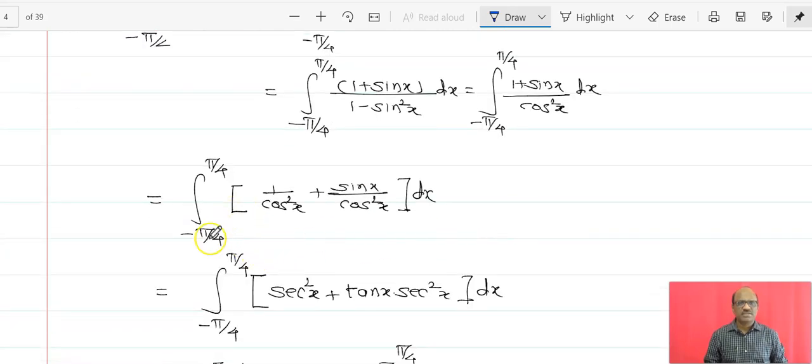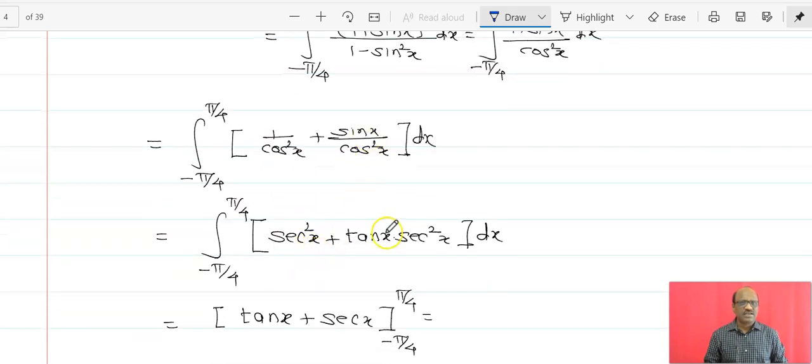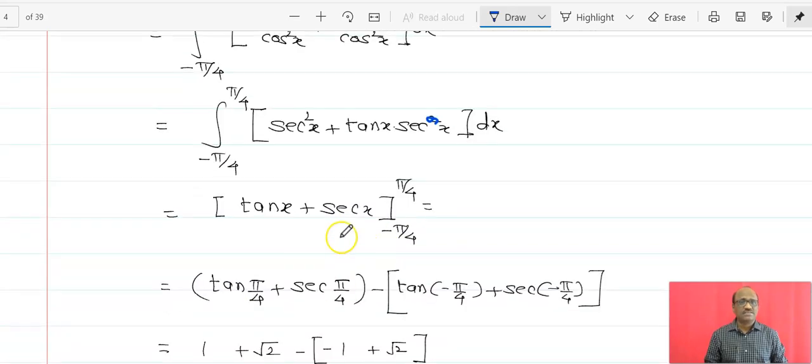Now next split this up, that is the integral from minus pi/4 to plus pi/4 of 1 upon cos square x plus sin x upon cos square x. 1 upon cos square x means what? Sec square x. Sin x upon cos square x, that is sin x upon cos x times 1 upon cos x, that is tan x sec x. By mistake there is a square sign on the board, but it is sec x. What is the integral of sec square x? It is tan x, and the integral of sec x tan x is sec x.